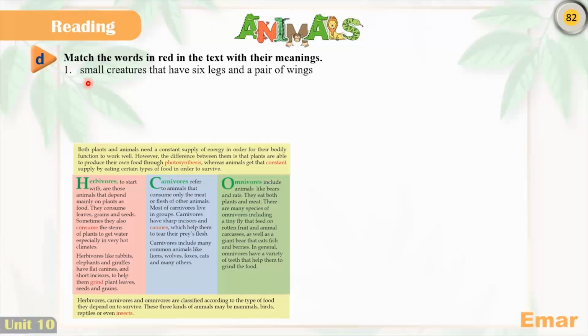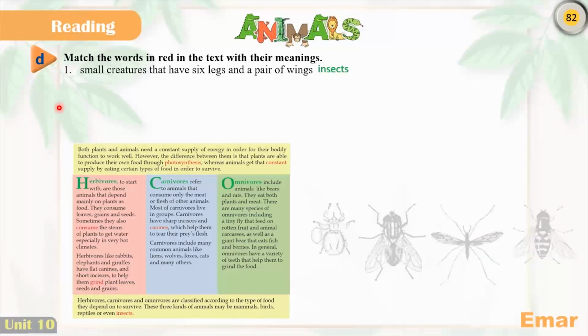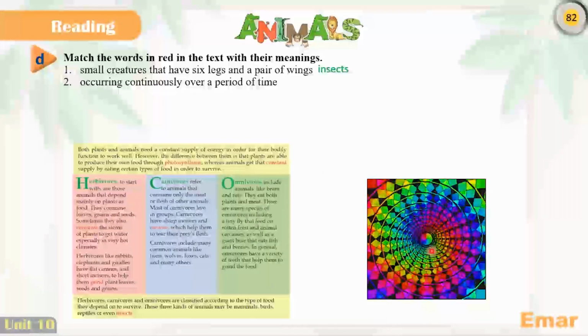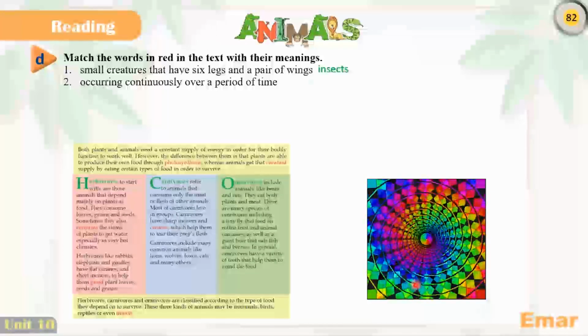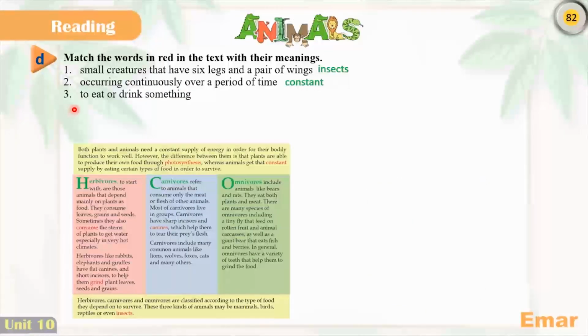Number 1. Small creatures that have 6 legs and a pair of wings. Oh my God. 6 legs and a pair of wings? Ta-da! These are insects. Number 2. Occurring continuously over a period of time. Continuously means going on and on, non-stop. So this is constant.